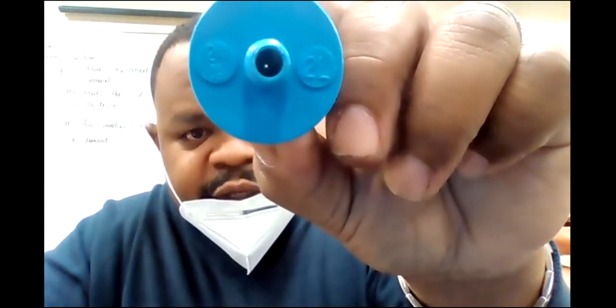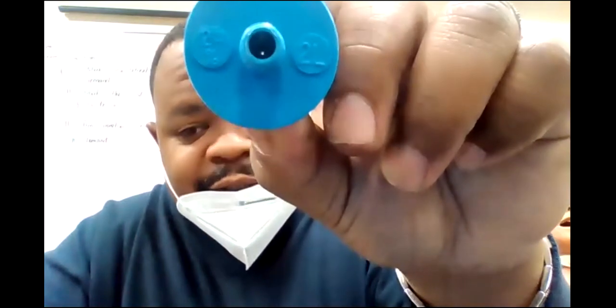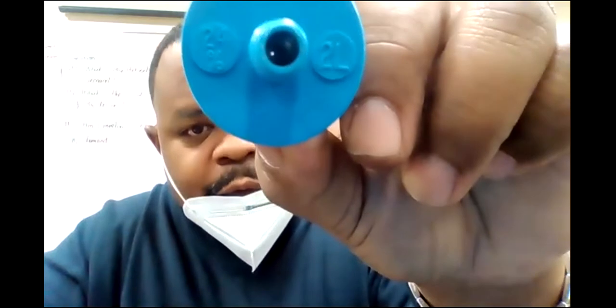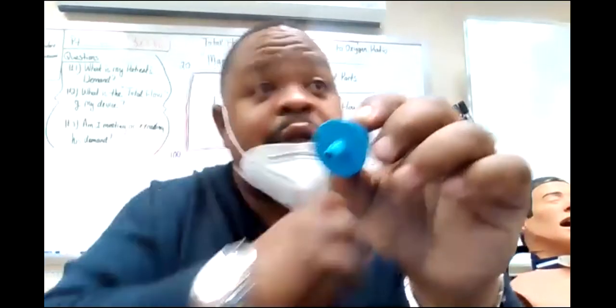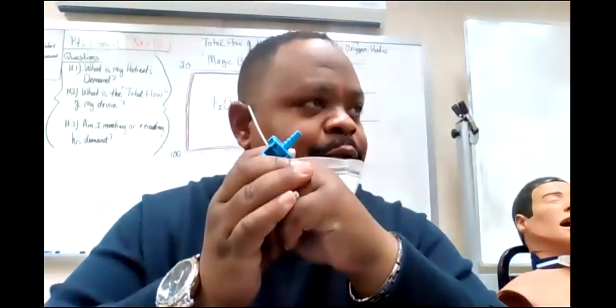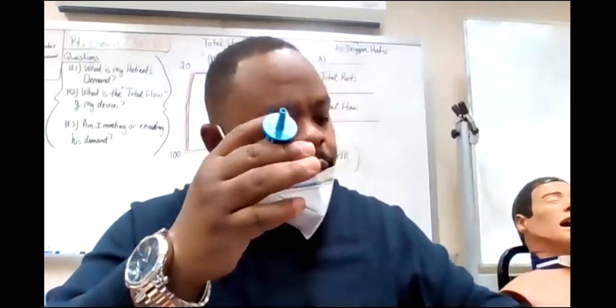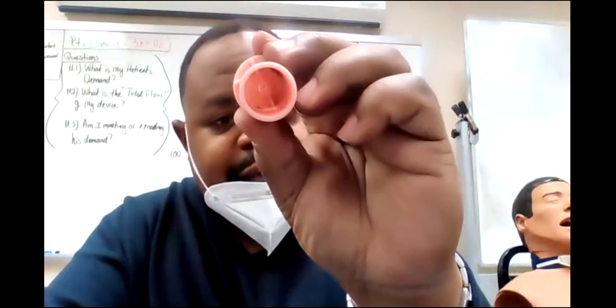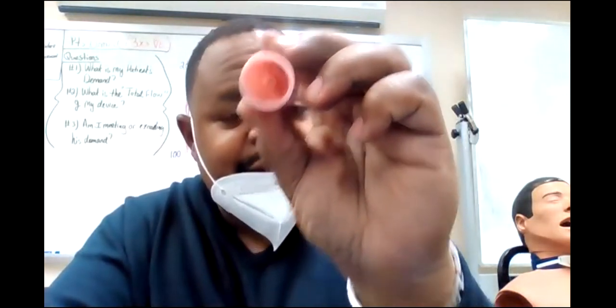No, 2 liters. Yes, 2 liters, but what's the FiO2, I'm asking? 24. So the blue one says, if you hook this up to 2 liters, I can guarantee to give you 24% FiO2. Okay. What about the pink one? Now look at the middle part of the pink one. See how big that is? See that? Now look, this one is little.